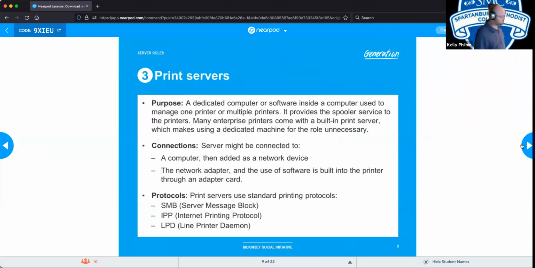Print servers. What's a read for me here? TJ, can you read?